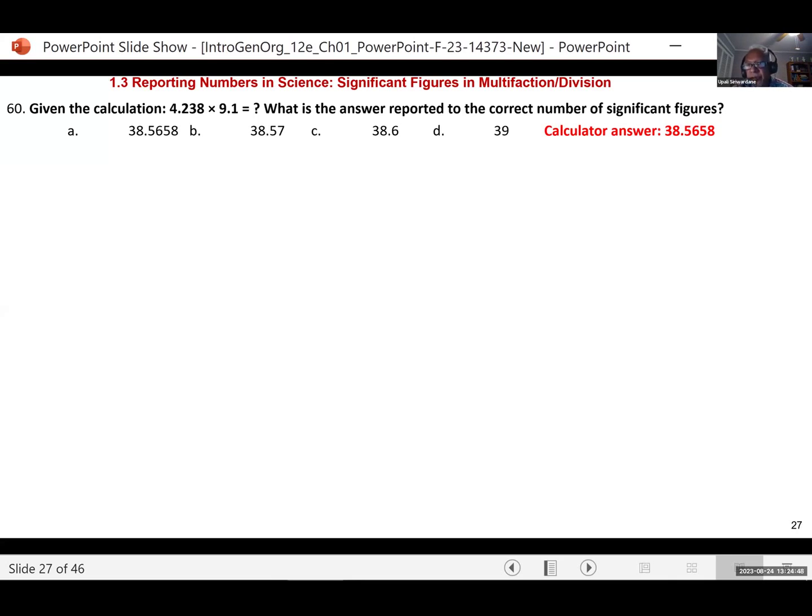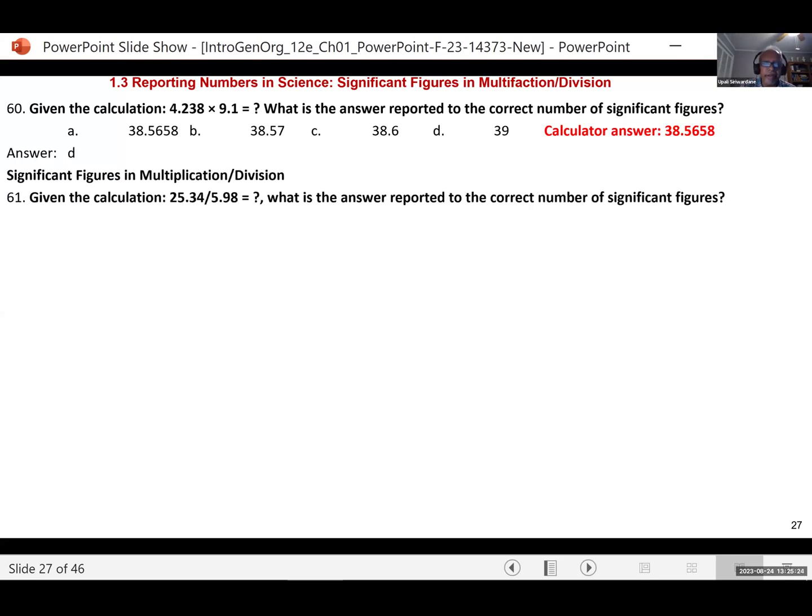Since to get 2 significant digits, you have to drop these numbers. The number to the left is 5. It's greater than or equal to 5. Therefore, you need to add a 1 to the 8. The answer becomes 39. The answer is D.